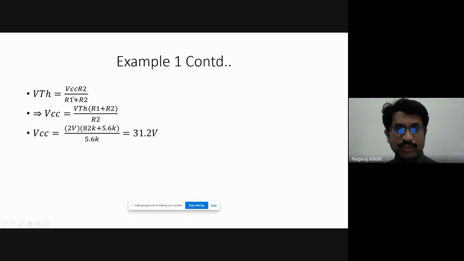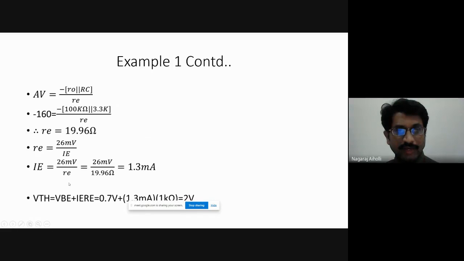Now here we are supposed to find the value of VCC. If we want to find the value of VCC, then what should we know? We should know VTH. R1 and R2 are given in the circuit. We should first know the value of VTH. Now, how to find VTH? We can find VTH using a relation.